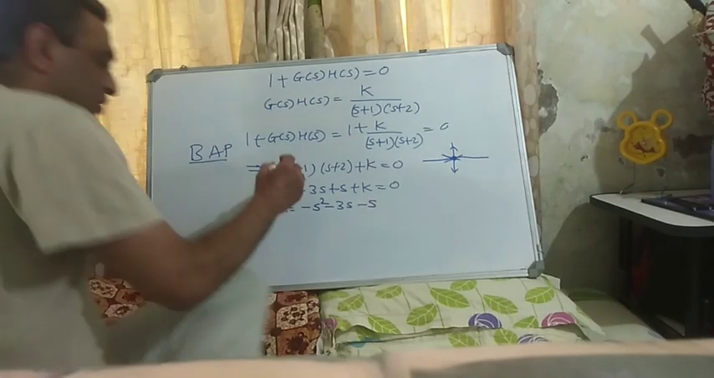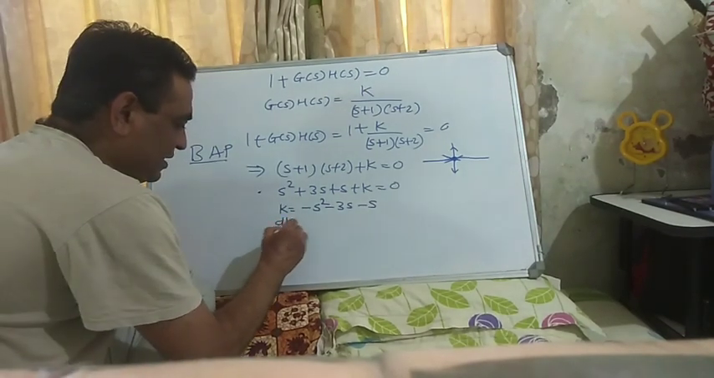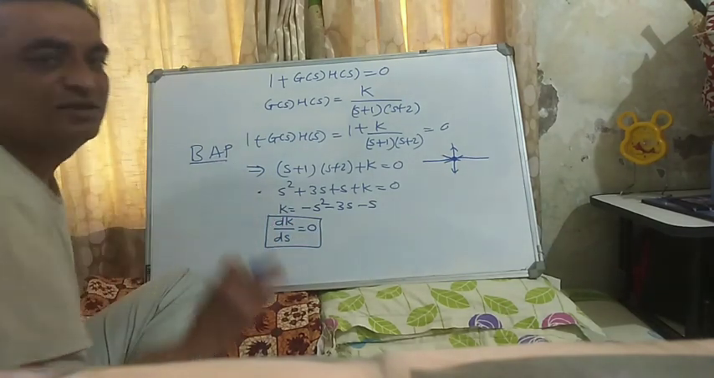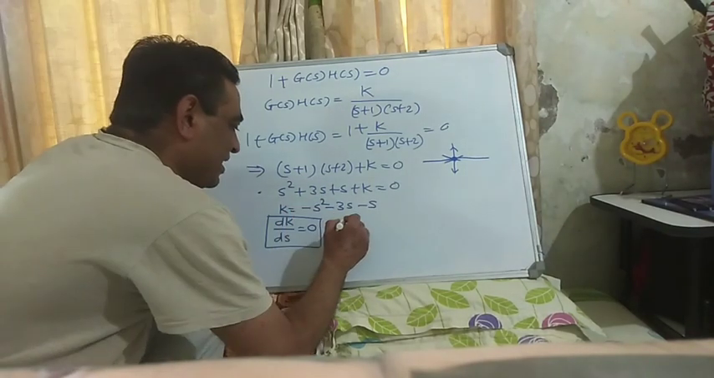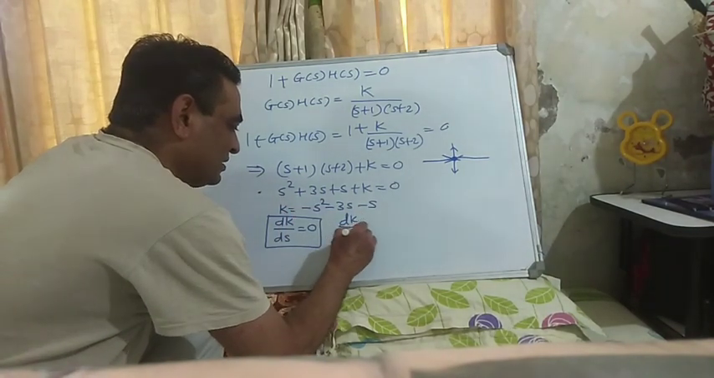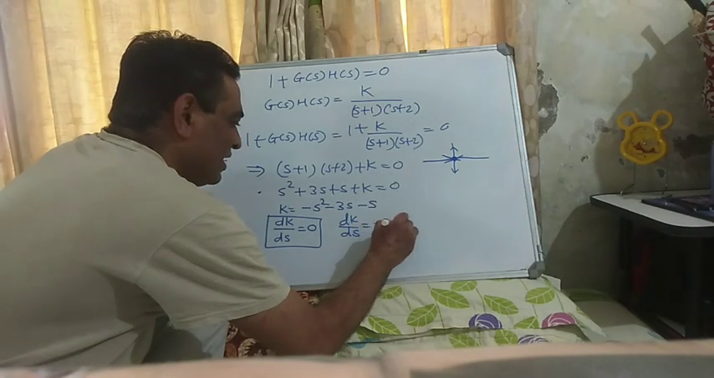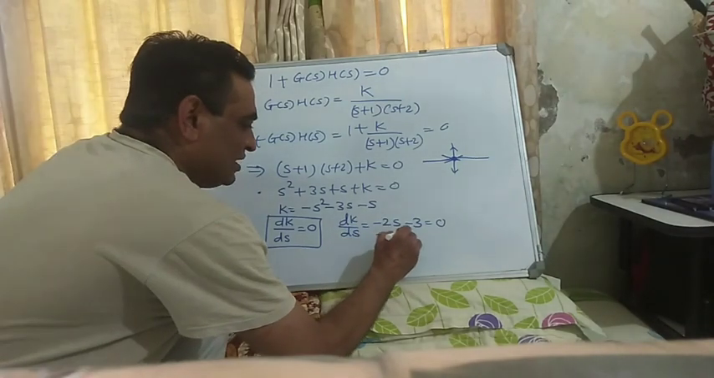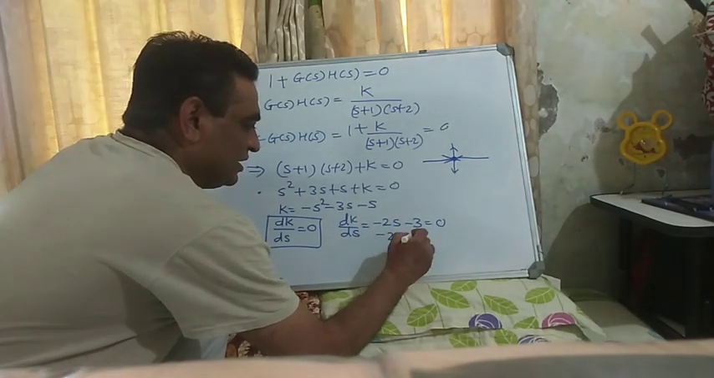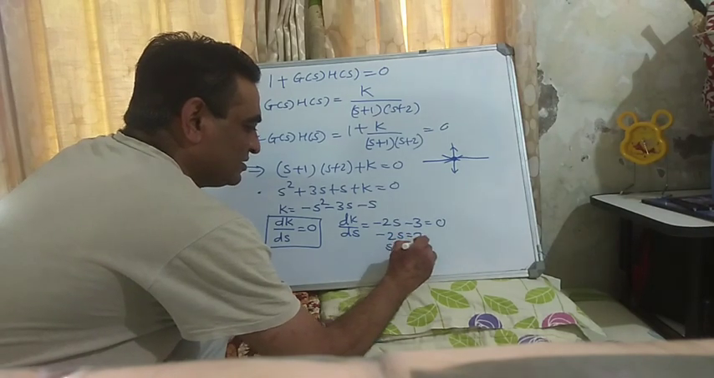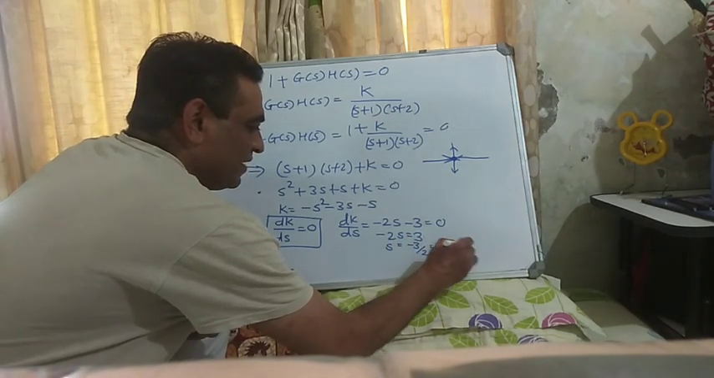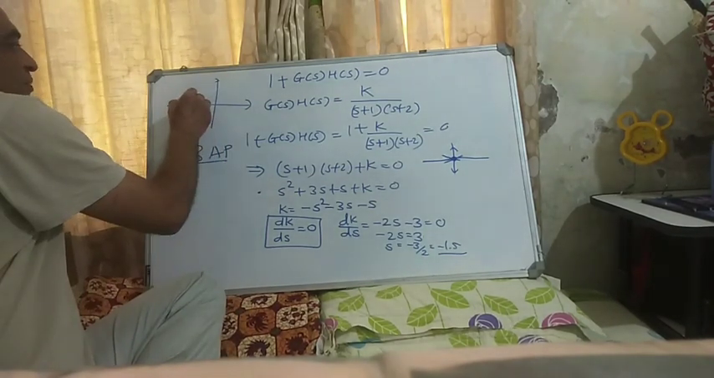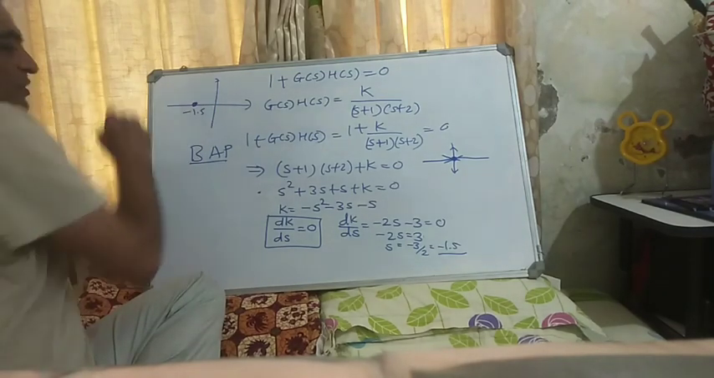And now taking the derivative, that is dk by ds, and equating to 0 and solving this equation, we will get the breakaway point. So now dk by ds, so I can find minus 2s minus 3 is equal to 0. So minus 2s is equal to 3, and s is equal to minus 3 by 2 or minus 1.5. So s is equal to minus 1.5 in the s plane. This is the point, minus 1.5. This is the breakaway point.